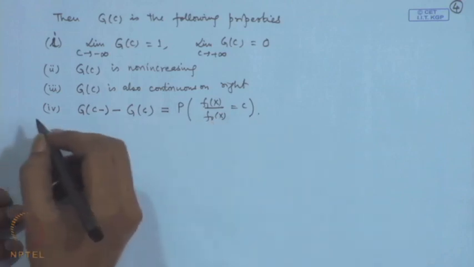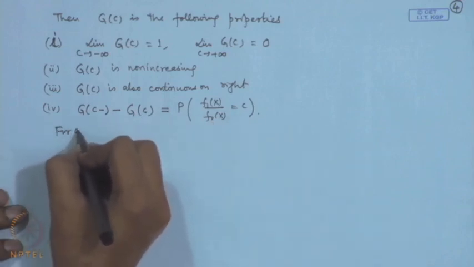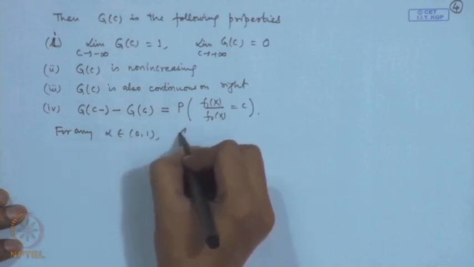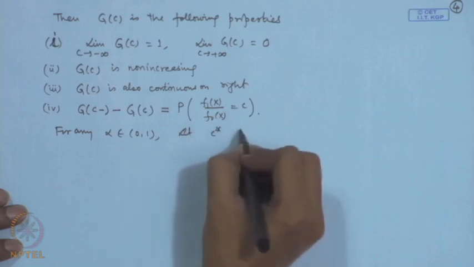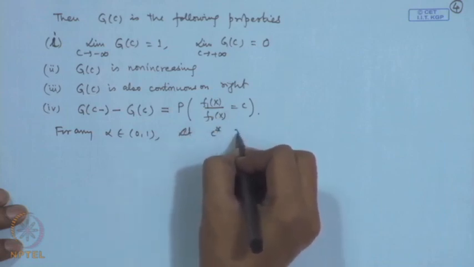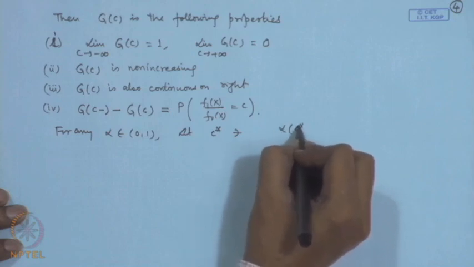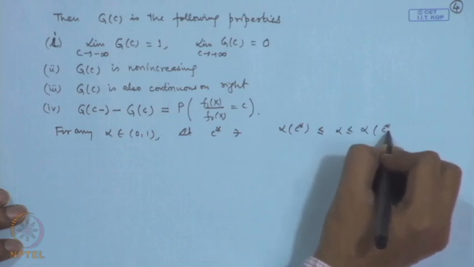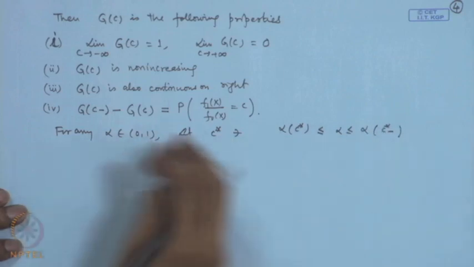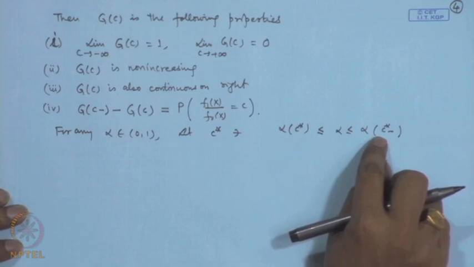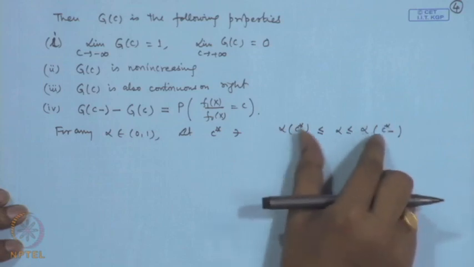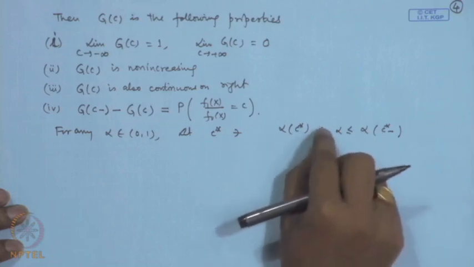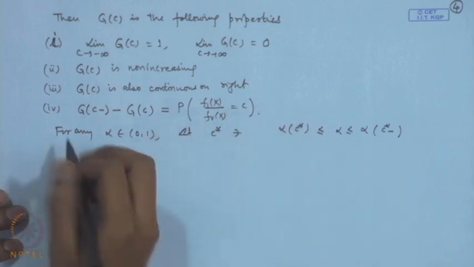Now, for any alpha lying in the interval 0 to 1, let us choose say c star such that alpha c star less than or equal to alpha less than or equal to alpha c star minus. So, in the case of continuous, this will be equal, otherwise this need not be equal. In that case, we may choose any value which is in between.